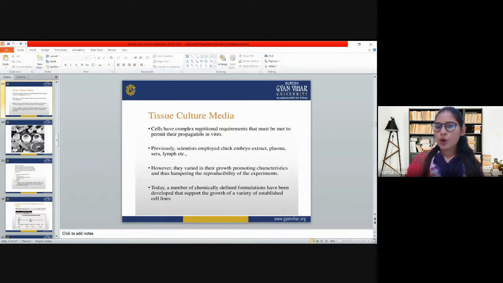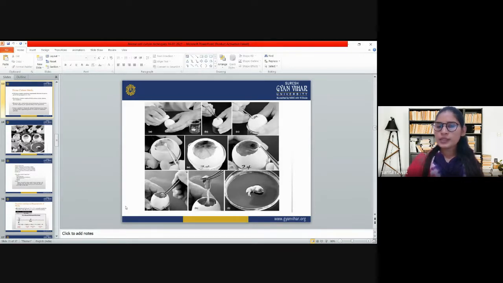So cells have complex nutritional requirements that must be met to permit their propagation in vitro. Previously, scientists employed chick embryo extract, plasma, sera, and lymph, etc. However, they varied in their growth promoting characteristics and thus hampered the reproducibility of the experiment. And today, a number of chemically defined formulations have been developed that support the growth of a variety of established cell lines. As you can see, this is the egg, and this is the final cultured embryo.